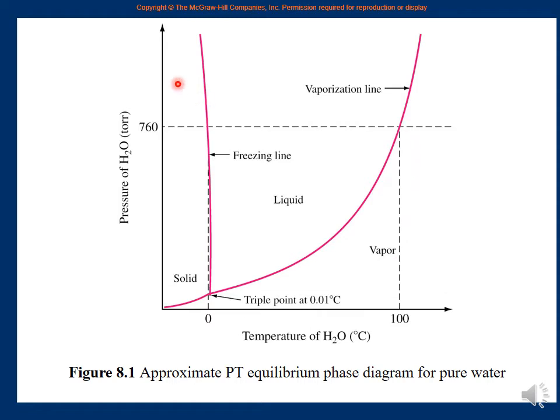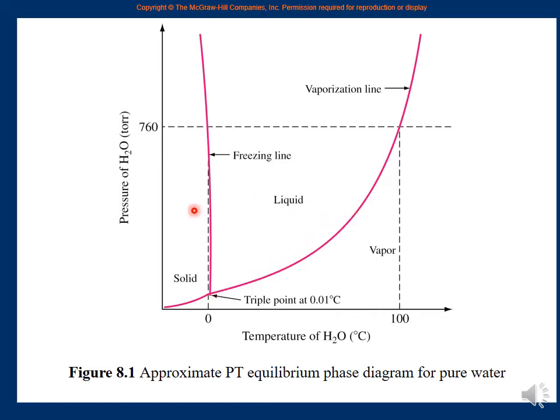If the pressure is more, say pressure is here, right? Then boiling will happen here, not here. Boiling will happen here at a higher temperature. So you see, this is the curve. This is the curve where on one side we have liquid and on the other side we have vapor, right? So this is the phase diagram.